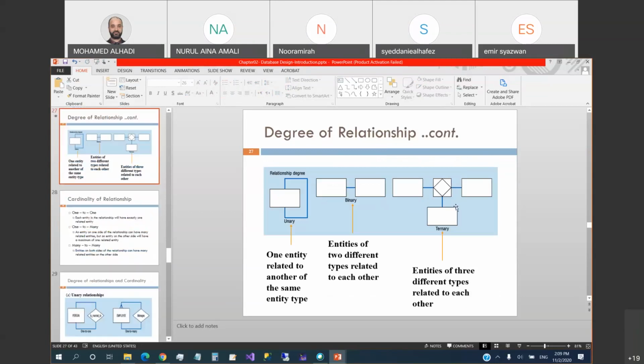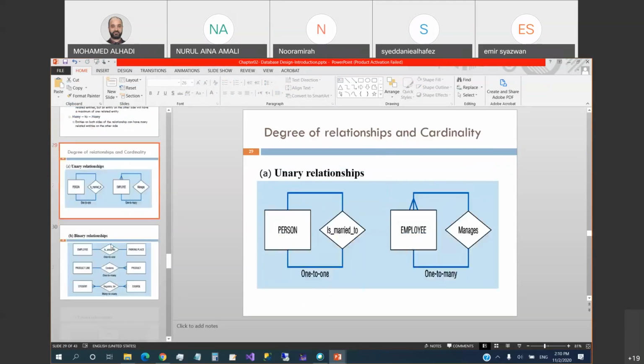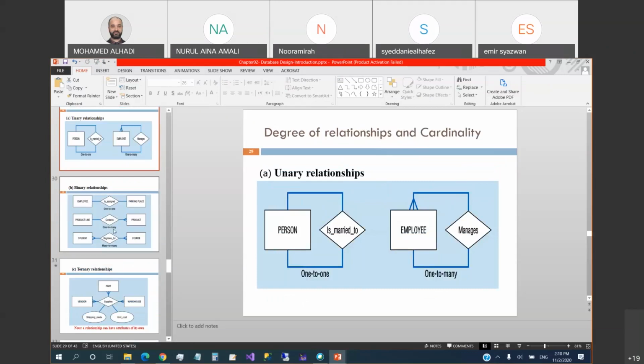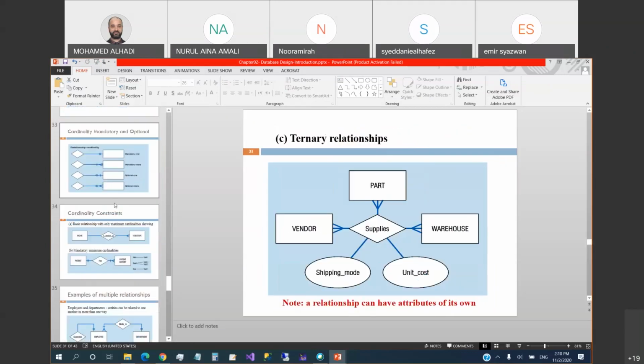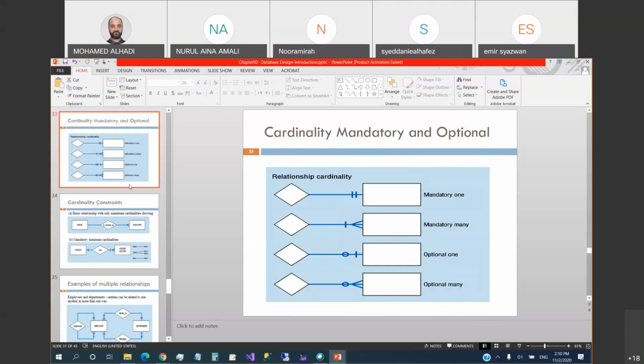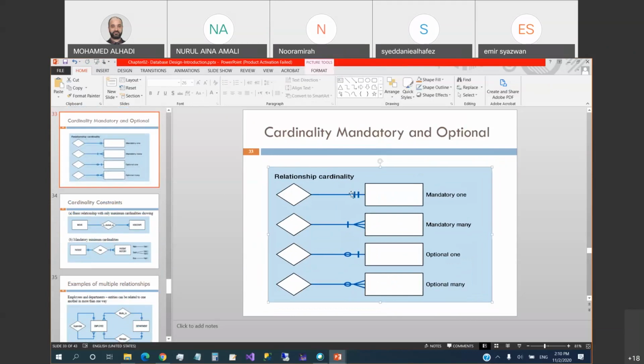Here are the shapes or diagrams that show how the unary, binary, and ternary relationships look. And here we took some examples for the unary, the binary, and the ternary, if you remember. We also learned about cardinality, which is the shapes used to connect the entities. This side is considered mandatory one. This side is mandatory many. This one is optional one. This one is optional many.